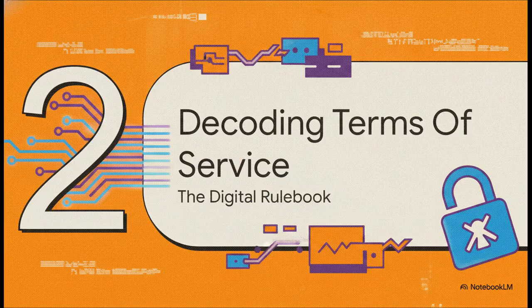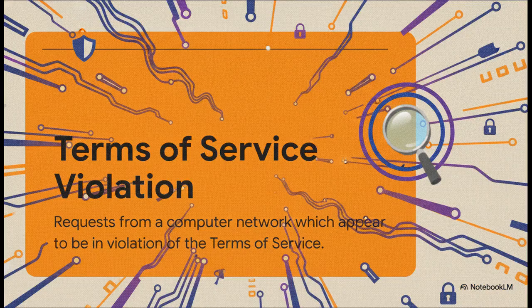Moving on to Section 2, decoding terms of service, the digital rulebook. Let's dig into why the system actually cared so much about this one specific request in the first place. Here is the really crucial point to understand. This was not a manual ban. This happens when an automated detection system aggressively enforces its terms of service.